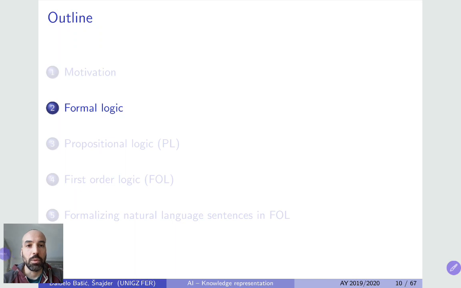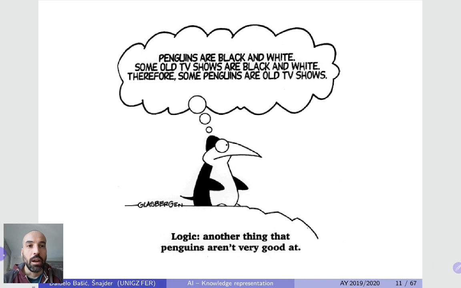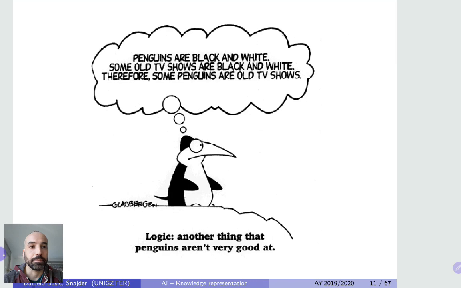Okay, in part 2, we'll look into formal logic. We do this because we'd like to be able to do reasoning, and in AI in particular, we'd like to be able to do reasoning or inference automatically. This here is an example of an inference going wrong. Of course, our idea will be to do valid inference.